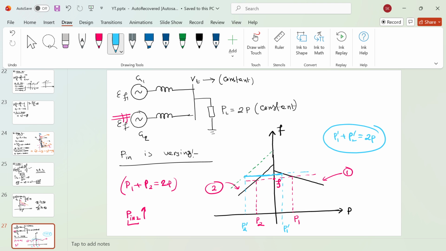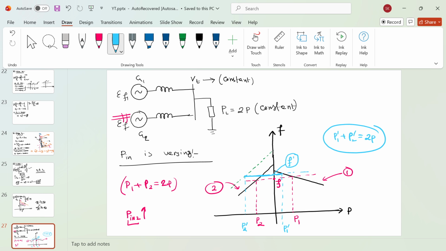By changing the input power, you can change the bus frequency also. See here, now your frequency got changed from f dash. So this is the main difference, you can say. When my generator was connected to an infinite bus bar, you were not allowed to change the frequency of the bus. But here, by changing the input power, you can change the operating frequency. And these are the droop characteristics that vary from generator to generator basically.